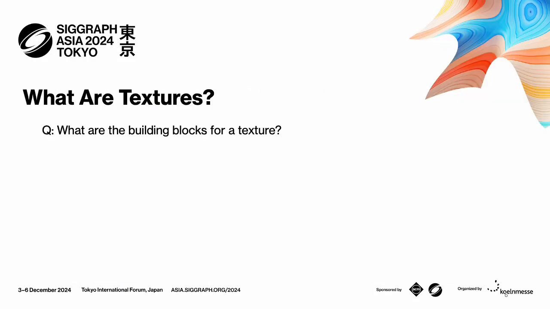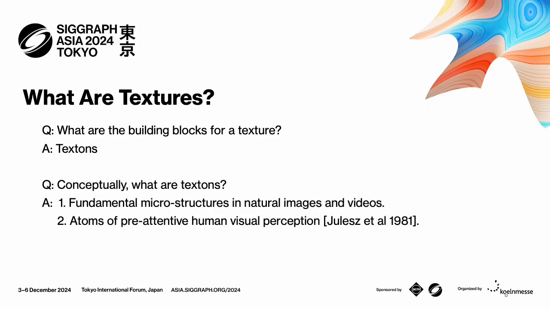Before diving deeper into our method, it's important to first understand what textures are. At their core, textures are built from basic elements called taxons. Taxons are the microstructure found in natural images and videos and are considered the atoms of human visual perception. This foundational understanding guides our approach to texture generation.